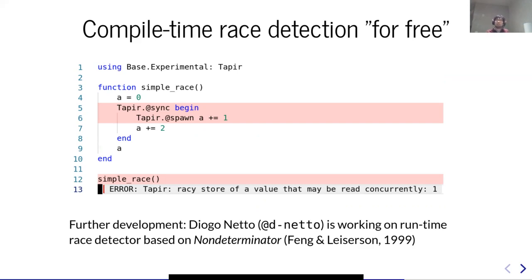Currently, the compiler is only detecting the errors that can be found for free. But there are also known algorithms to detect races more eagerly at runtime. Diogo Neto, again, also wrote a proof of concept that works with the Tapir output macro. At the moment, we're trying to extend this to other cases.